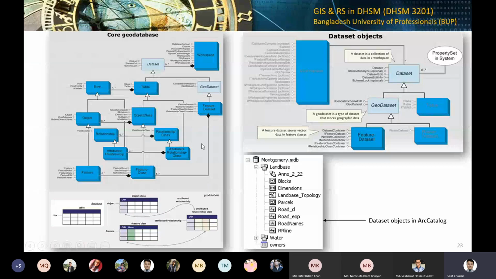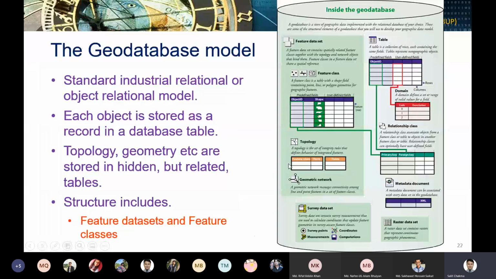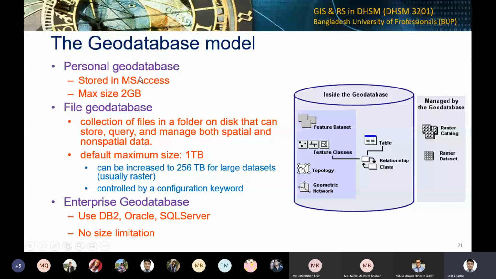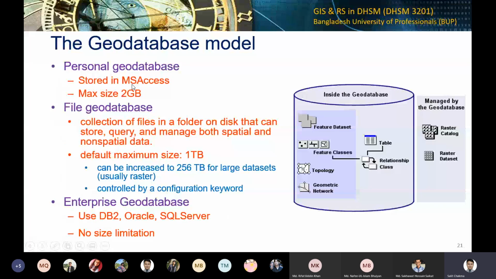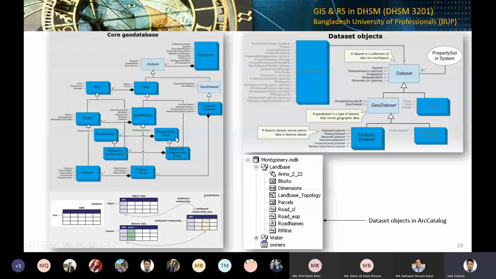So this is MDB, that's a personal database. I just said the personal geodatabase here. They are stored in MS Access. Remember, Microsoft Access, they are written in Microsoft Access. So that's why it can also be identified using MDB. Maybe you can memorize it by saying that it's a Microsoft database, so MDB.